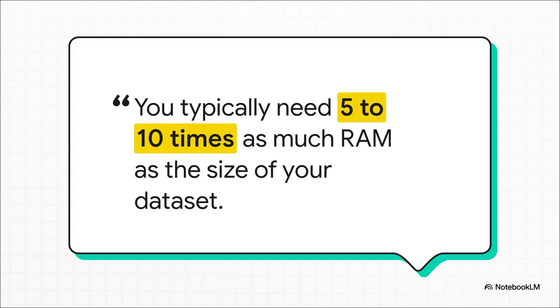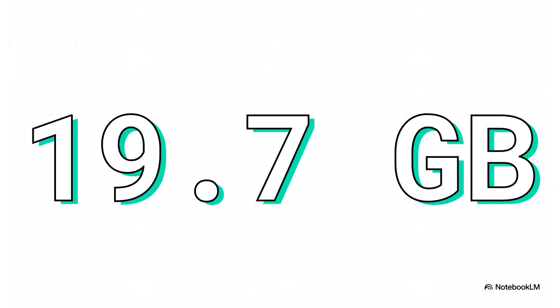Okay, so if you've ever used a tool like Pandas, this rule of thumb is probably burned into your memory. The old school thinking is that you need a ton of RAM, way more than the actual size of the dataset on your disk. Well, we're about to see how we can just completely ignore that rule. Let's take a real-world example. This is the PubMed Abstracts dataset. It's almost 20 gigabytes of text just sitting on the disk. Now, if we were following that old rule, you'd think we'd need at least 100 gigs of RAM, maybe even 200, just to get started.